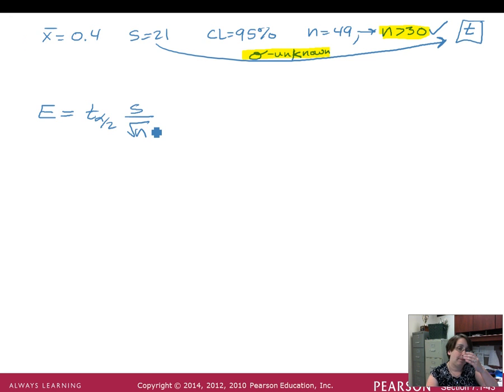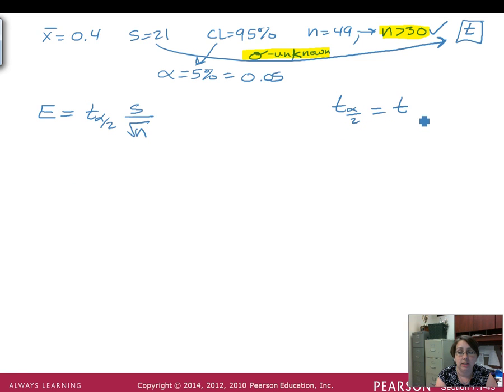Alright. Now, alpha comes from your confidence level. So if our confidence is 95%, then your alpha value is the rest, which would be 5% remaining. So turn it into a decimal. We are interested in t alpha divided by 2. So our alpha is 0.05 divided by 2. That's t 0.025.